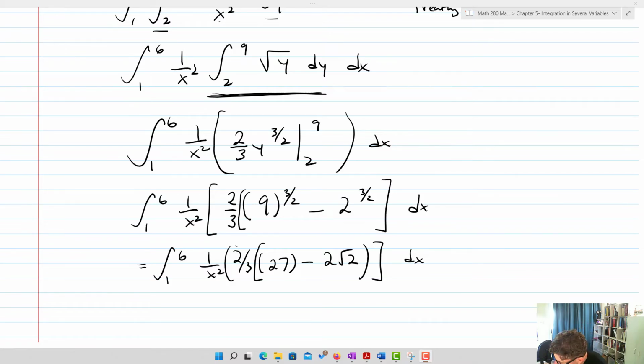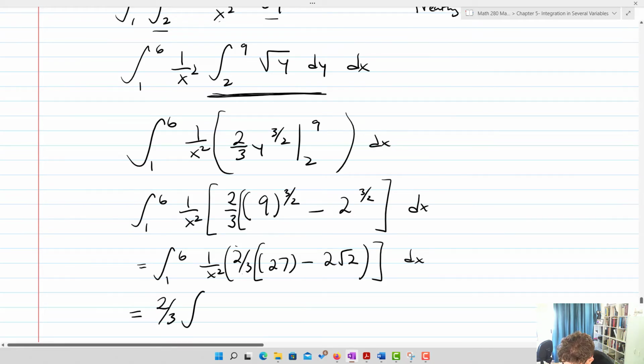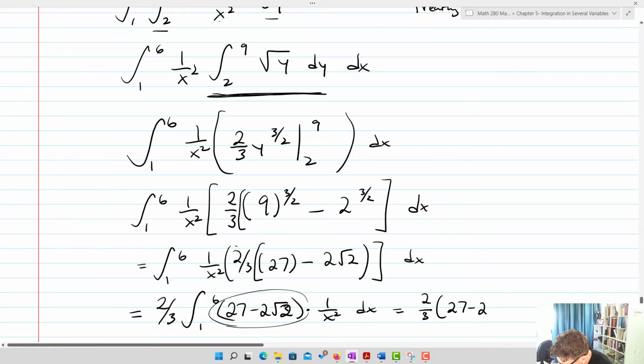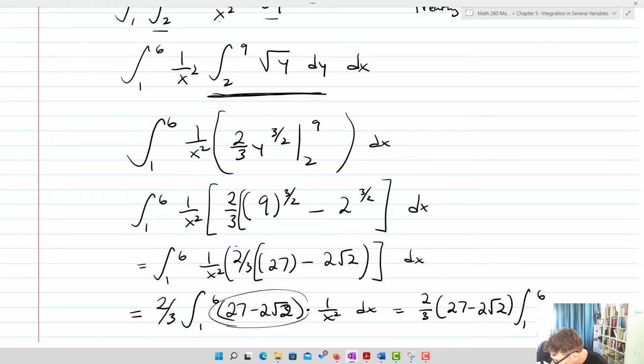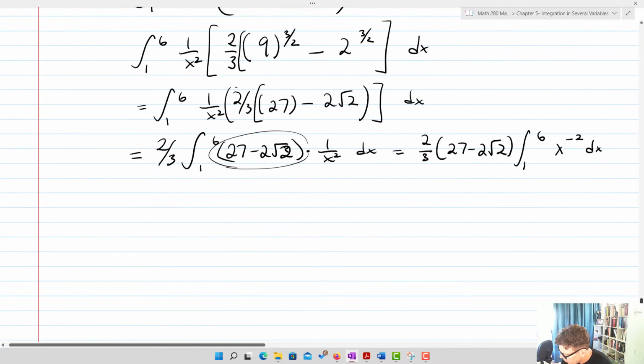So what that's going to give me is, let's pull out the 2/3. We'll make this 2/3, the integral from 1 to 6, and this will be 27 minus 2 root 2, times 1 over x squared dx. And actually I could just pull out this part too, because it's just a constant. So let's give it as 2/3 times 27 minus 2 root 2 times the integral from 1 to 6 of x to the negative 2 dx. So notice now there's no y's in there anymore.